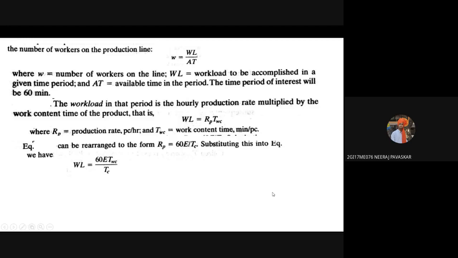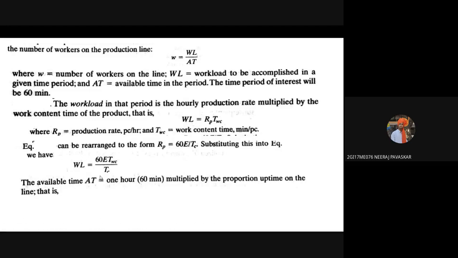So if you substitute the value of RP in the equation for WL, that is workload, you get this new equation, 60 into E into TWC upon TC. So workload can also be calculated with the help of this equation. The available time AT, that is 1 hour, 60 minutes, is multiplied by the proportion uptime on the line. So AT is given by 60 into E, that is line efficiency.